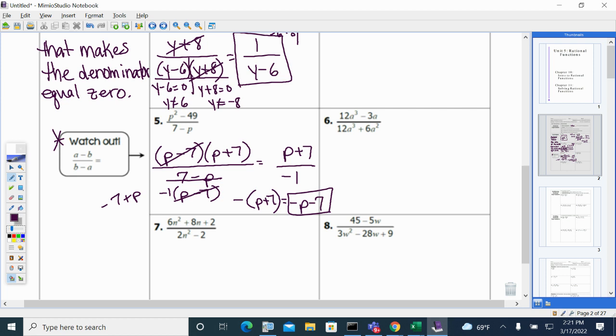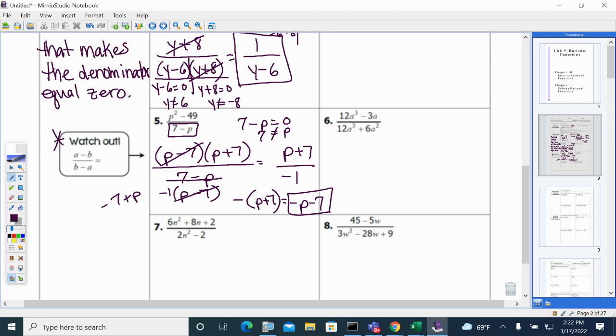If I were asking you about excluded values, again, you're going to go back to that original denominator. In factored form is not really going to change this because it doesn't really factor. So if I take that 7 minus p, set it equal to 0, I'm going to add the p. The excluded value here would be 7. P could not equal 7.